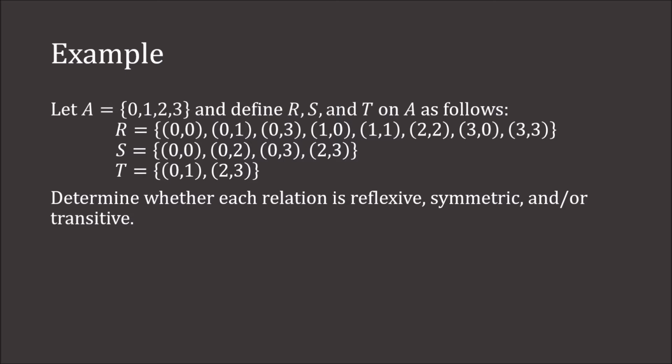So we're going to do this by drawing directed graphs. We can draw a directed graph because this is a finite set. So there's 0, there's 1, there's 2, and there's 3. So let's start with R. Right, so we have 0, 0, we have 0, 1, we have 0, 3, then we have 1, 0, 1, 1, 2, 2, 3, 0, and 3, 3.